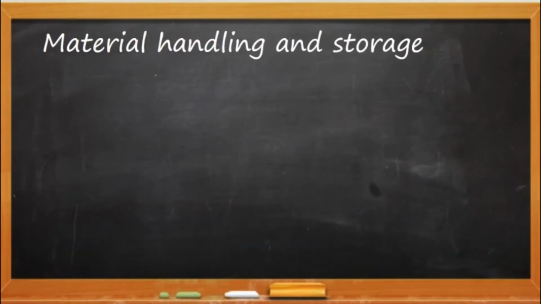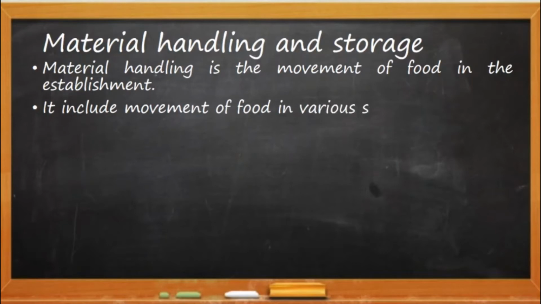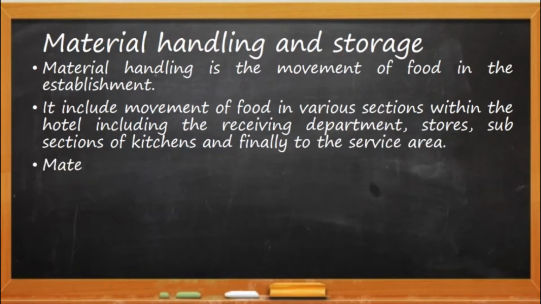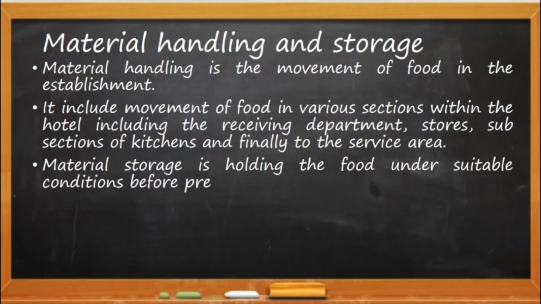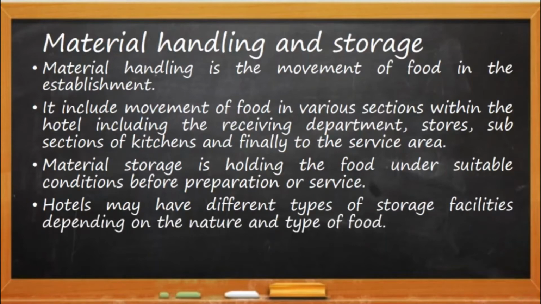Material handling and storage. Material handling is the movement of food in the establishment. It includes movement of food in various sections within the hotel, including the receiving, stores, subsections of the kitchens, and finally to the service area. Material storage is holding the food under suitable conditions before preparation or service. Hotels may have different types of storage depending on the nature and type of food.